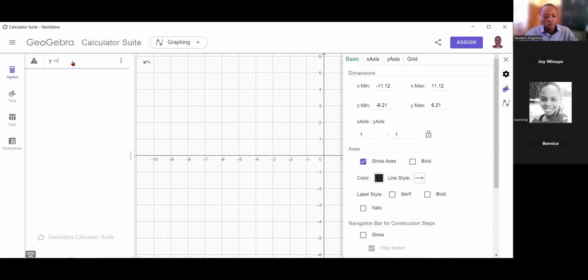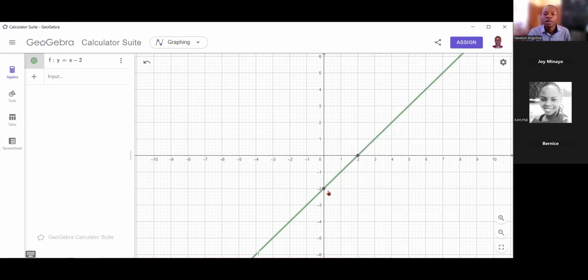y is equal to x minus 2. So that is our equation. And the line, I hope you can see it on the screen. This is our line. Looking at this line from the equation, this is a straight line.